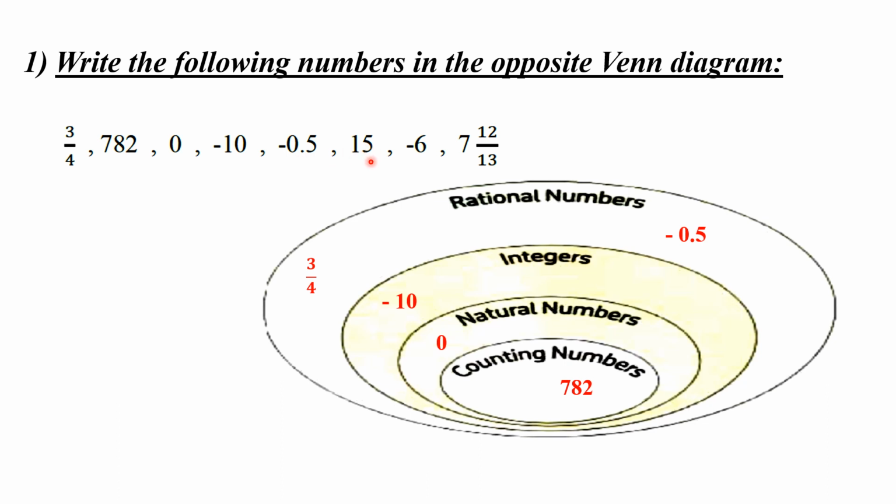And then we have 15. 15 is one of the counting numbers. -6 is one of the integers. And 7 and 12 over 13 is a mixed number which can be written as a fraction, so we will put it in the rational numbers.